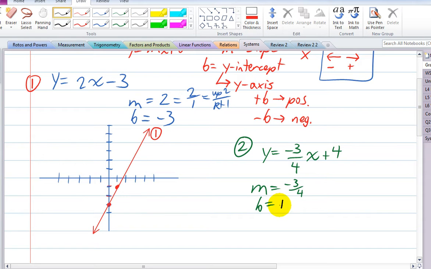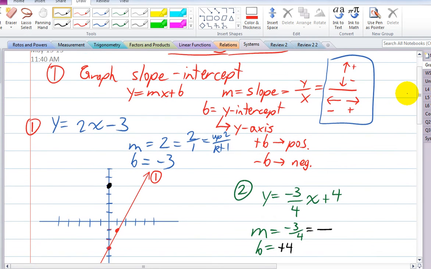Good. Plus 4, so you're going to plot the plus 4. Do that now. You should have it right here on the intercept, up high. Now what does the -3 over 4 tell us? Look up here in the green box that I'm highlighting right now. What does a -3 tell us? Alina. Down 3. Good. And right 4.